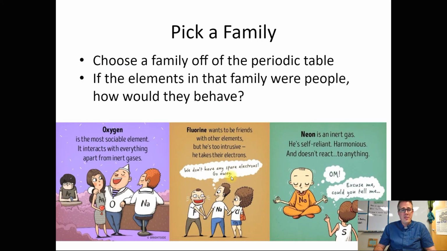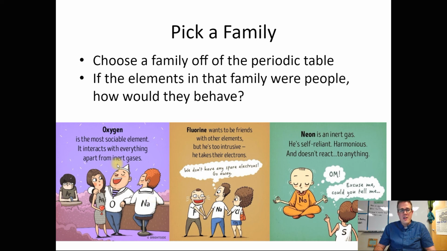The last step for this lesson is to complete the Pick a Family in Google Forms. It's attached to this lesson. Your job is to pick one of the families off of the periodic table and pretend like the properties for those elements are sort of like the properties for a person. So here are 3 examples on your screen. One of the properties of the oxygen group is that it really likes to bond with other elements. Well, that's sort of like a person who really likes to hang out with other people.